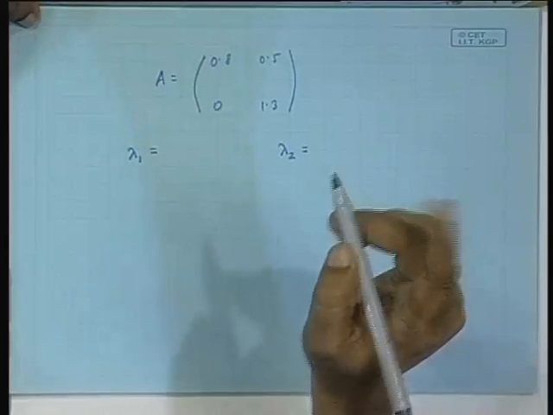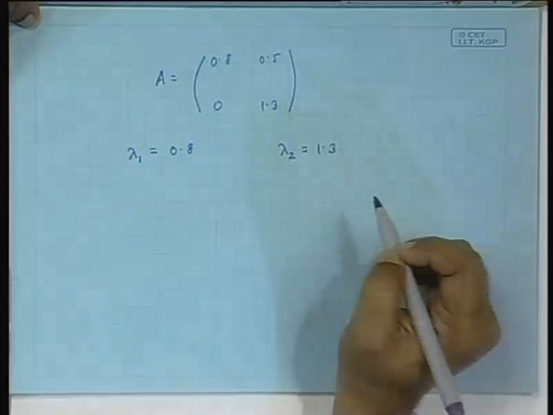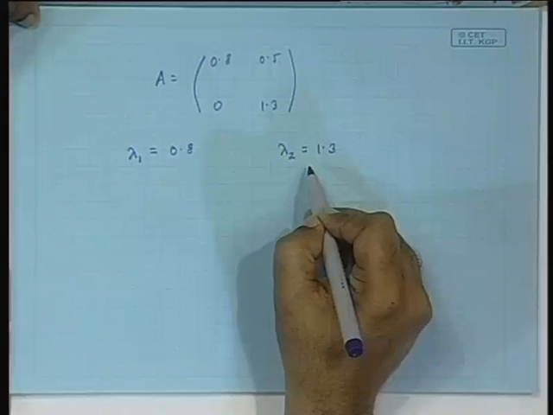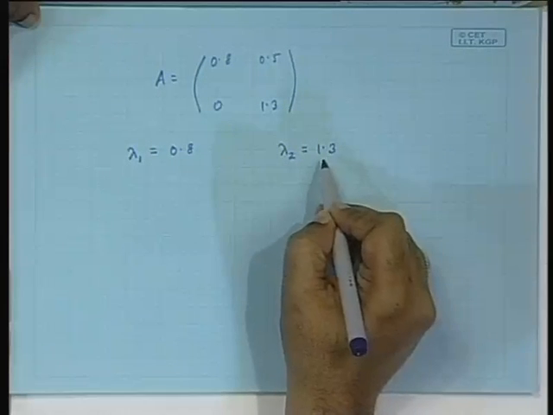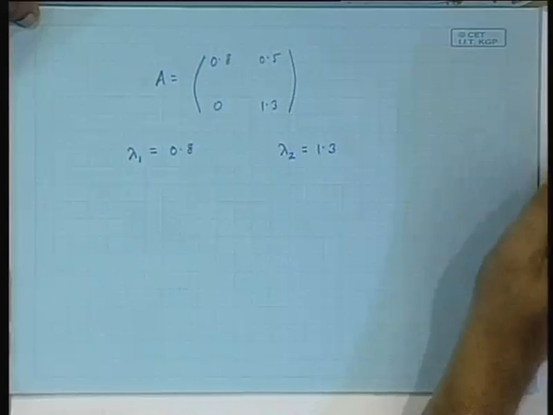0.8 and so obviously this will be a saddle fixed point because there is one eigenvalue outside the unit circle. What are the eigenvectors?